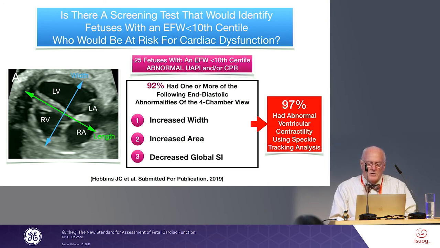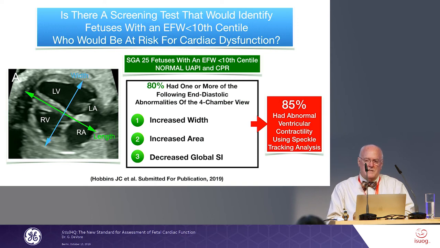Next, we looked at 25 fetuses that had abnormal umbilical artery and/or CPR. 92% had an abnormality of the four-chamber view in size or shape, and 97% had abnormal ventricular contractility. And more importantly, this is, I think, the take-home message. If we look at the fetuses that were small for gestational age, by definition, 80% had one or more abnormalities of size or shape of the four-chamber view, and 85% had abnormal ventricular contractility.